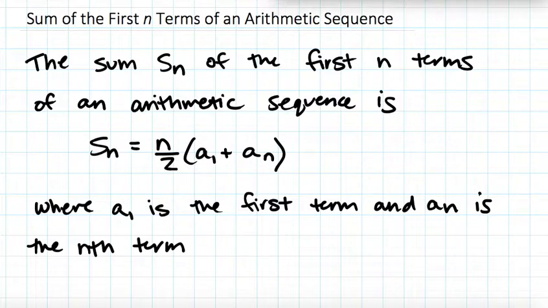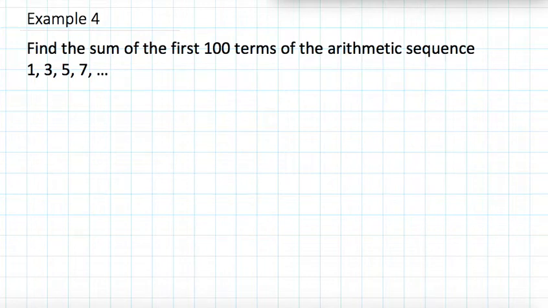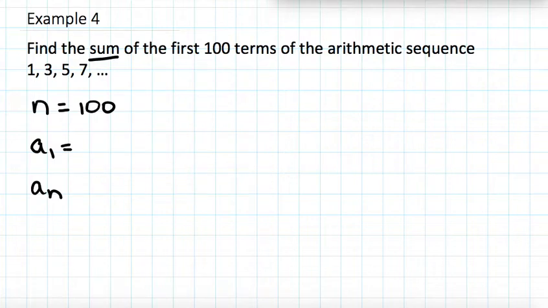So we're going to look at example 4 here first. It says to find the sum of the first 100 terms of the arithmetic sequence 1, 3, 5, 7, etc. So we're going to start by identifying our variables here. Now for our sum formula, we need n, we need a sub 1, and we need a sub n. Since we want to find the sum, that tells us that we're going to use the sum formula that we just saw. So we want to find the sum of the first 100 terms. So n is 100. I can see my first term there is 1.